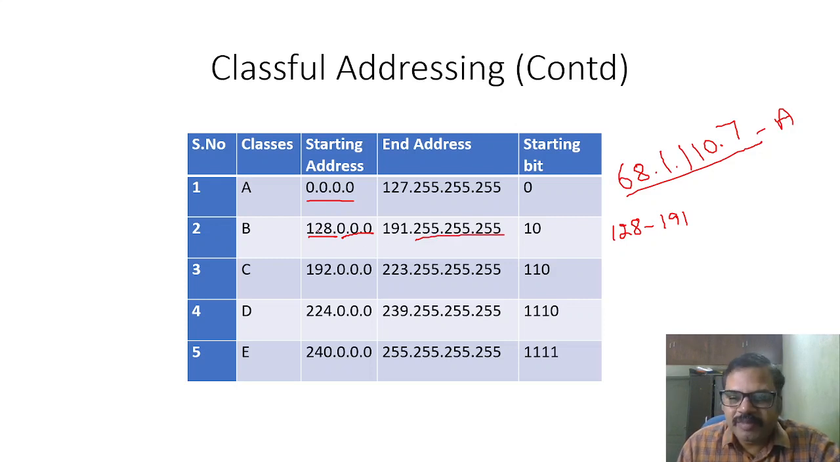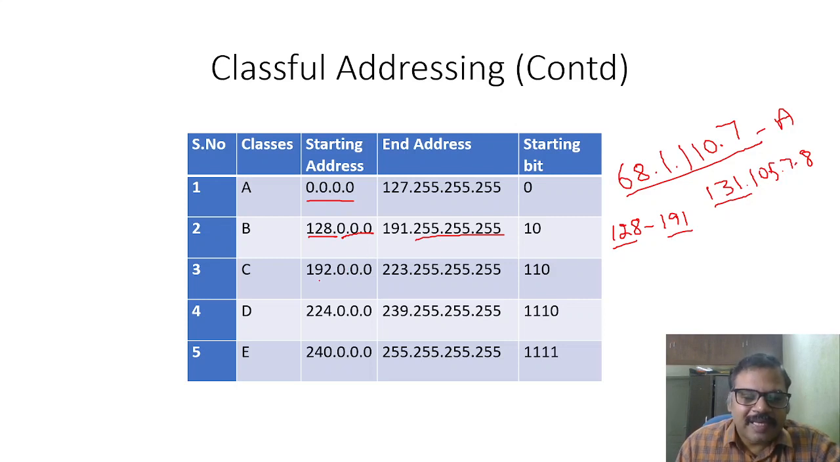So it is better to remember the first one. By looking at the first section, you can tell the IP address belongs to which class. Suppose somebody is telling the IP address is 131.105.7.8, it belongs to which class? It belongs to class B, because 131 comes under the range between 128 and 191.